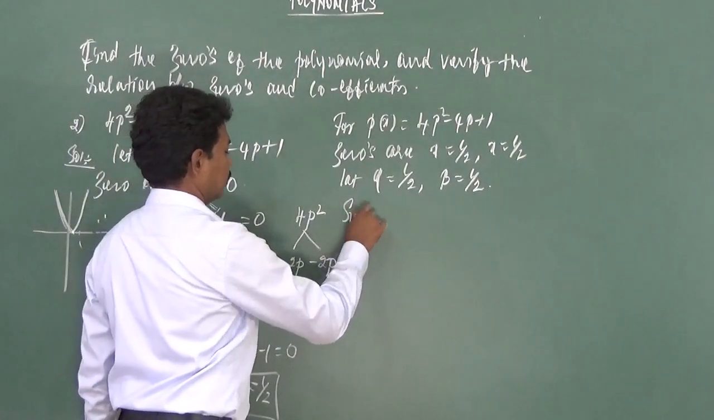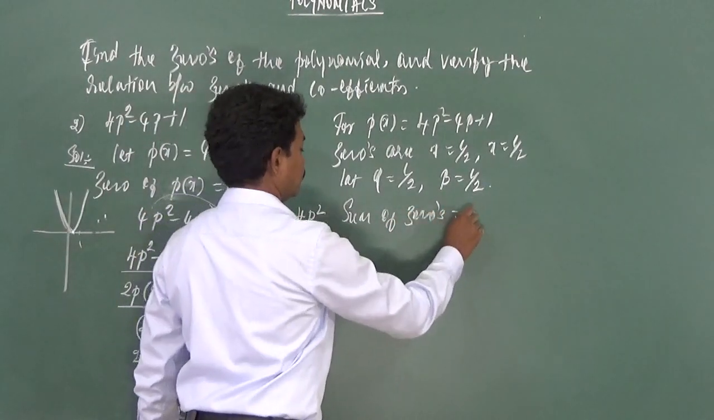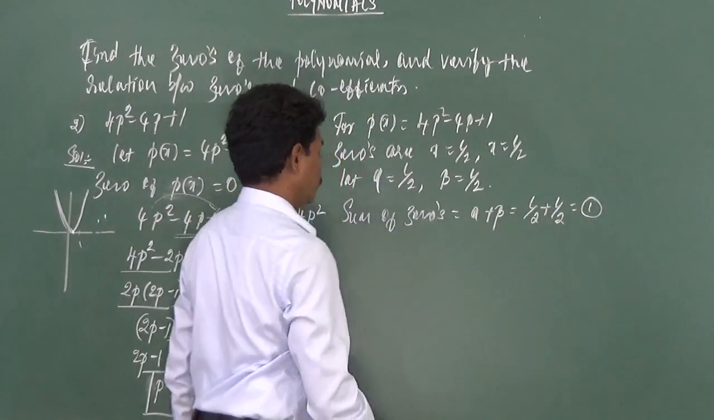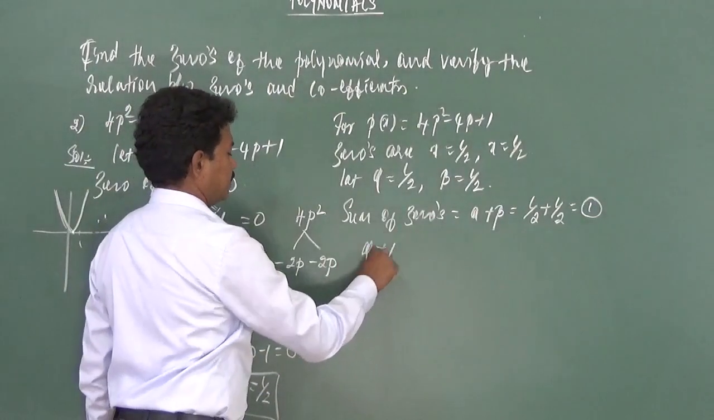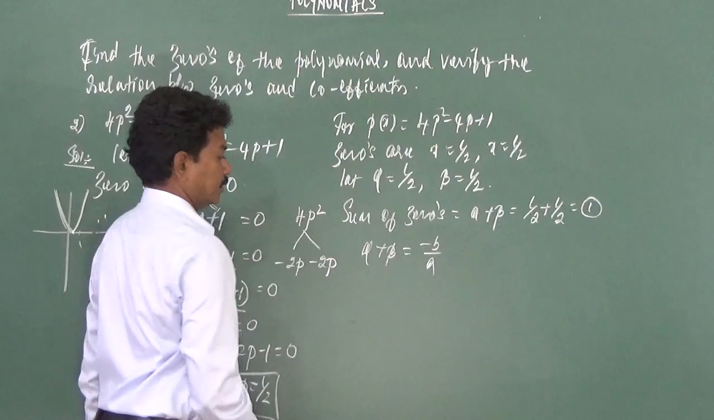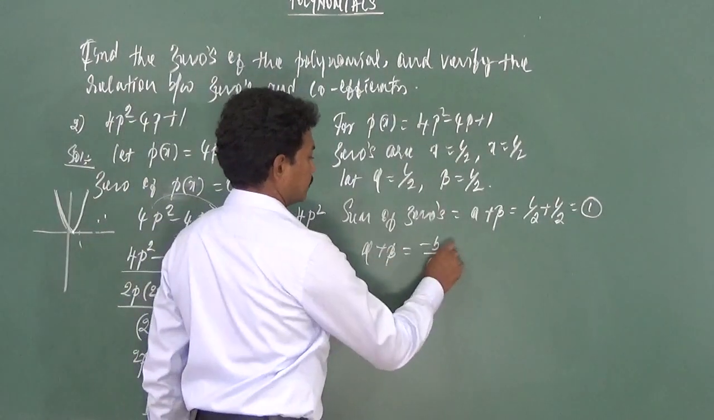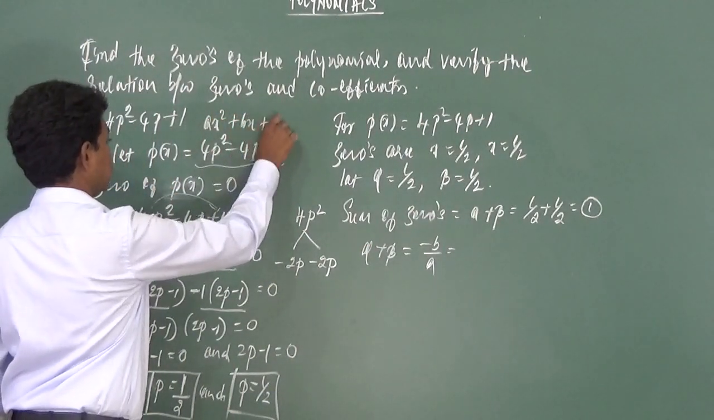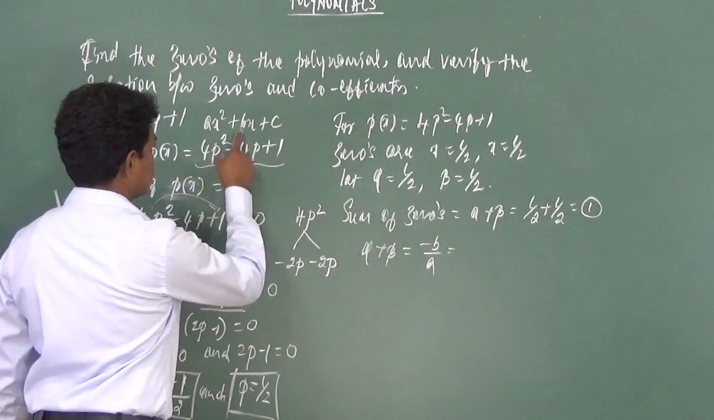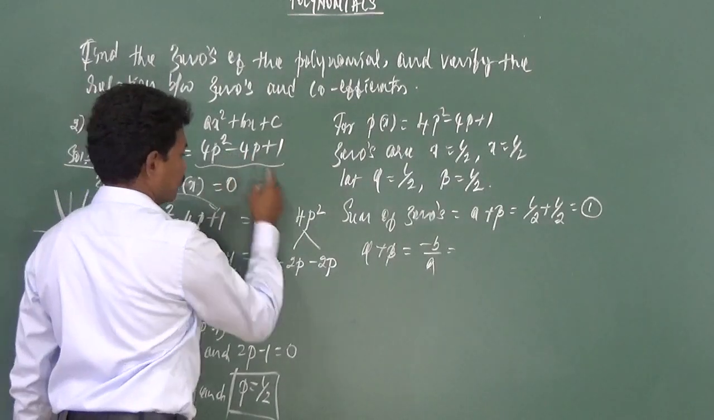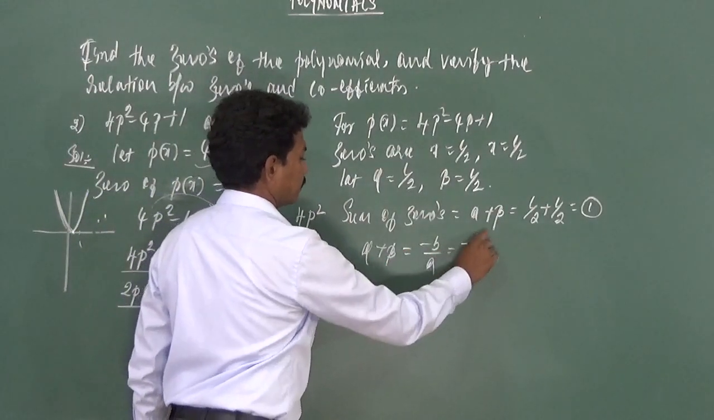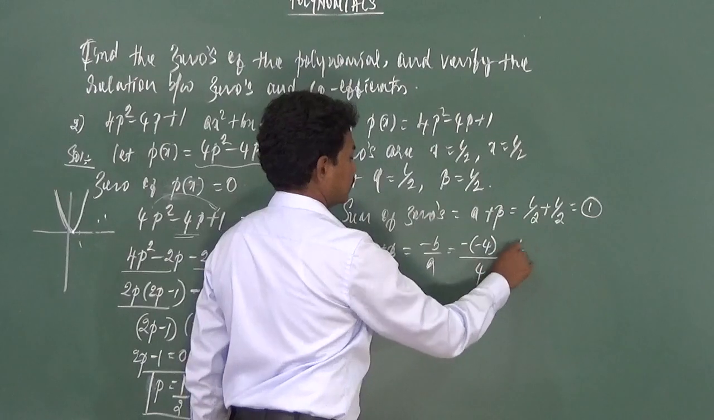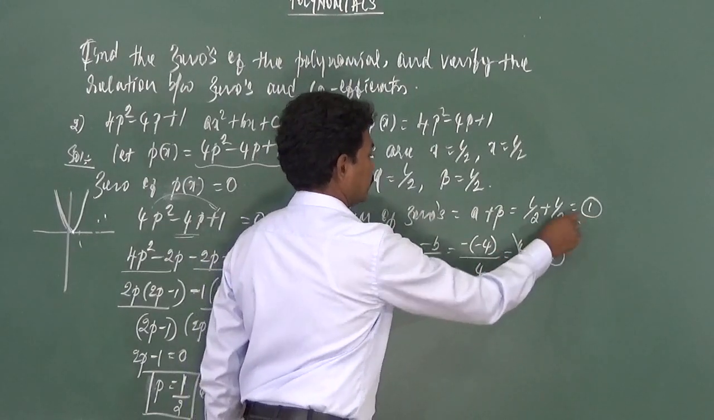So let us go with the sum of zeros. Sum of zeros is equal to alpha plus beta, that is 1 by 2 plus 1 by 2, that is equal to 1. So alpha plus beta is equal to minus b by a, is the relation between the zeros and the coefficients. So here we should compare and write it in the standard form, that is ax square plus bx plus c. So minus b by a, b is minus 4. In the formula also we have minus, so minus of minus 4 by a is 4 by 4, it cancels and gives 1, so it matches.